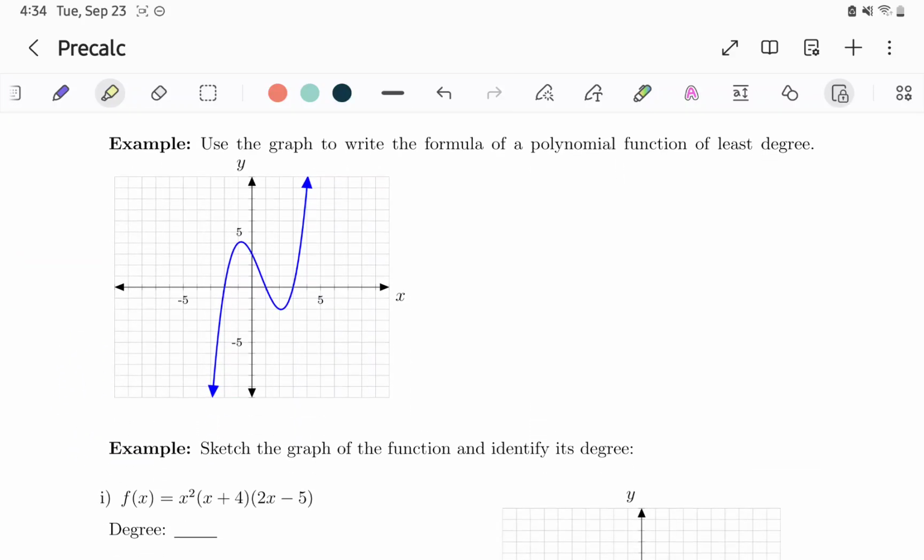All right, in our next example, we're asked to use the graph to write the formula of a polynomial function of least degree. So let's go ahead and identify its zeros. So we have a 0 here at -2, 0. And then at 1, 0, and again at 3, 0.